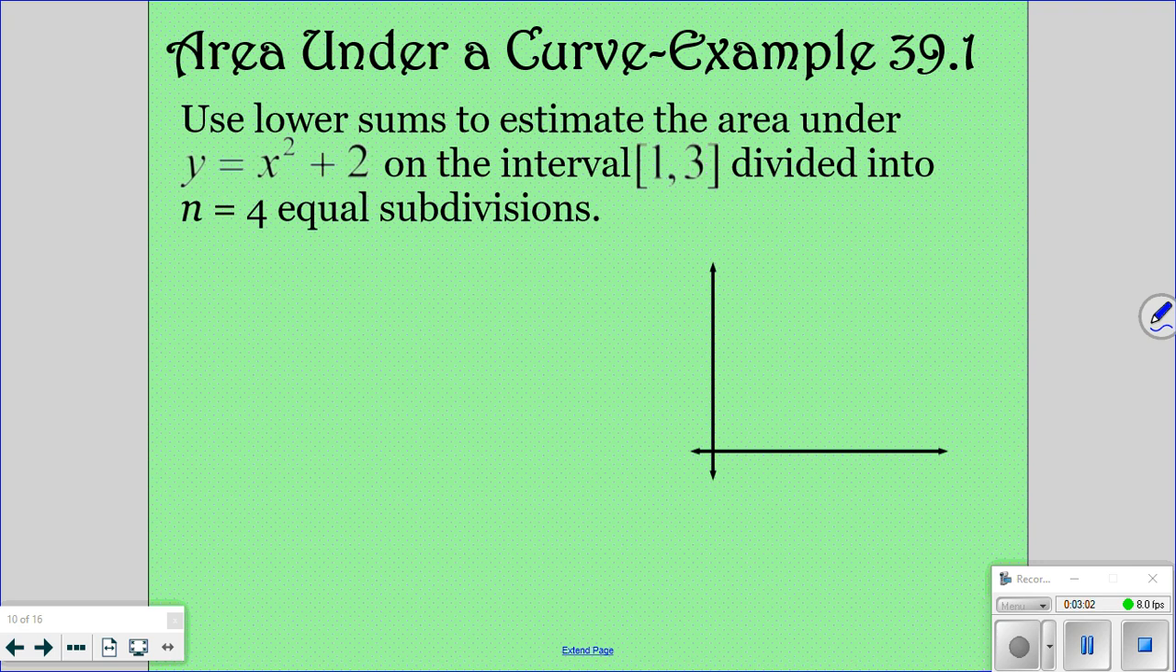So for this one, we want to use lower sums to estimate the area under the curve of y equals x squared plus 2. So that's a parabola that starts at the origin 2 above it, and then it's going to increase. And so I'm leaving a lot of space here so that we have 1 and 3. We can actually draw our rectangles in there. So we want it to be 4 equal subdivisions. So I'll split it in half and then split it in half again.